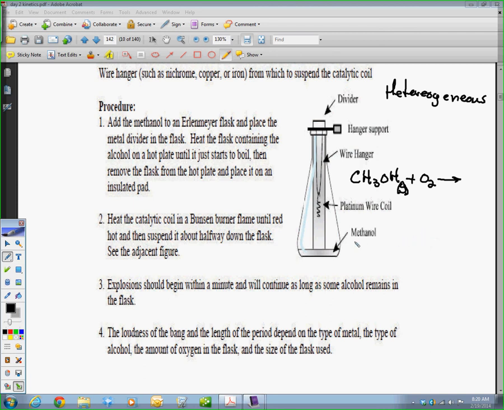And all you would need is you have your methanol and you have your oxygen. But all you would need is a catalyst. And this is an example of a catalyst. One of the most famous catalysts that are heterogeneous are transition metals. Transition metals are awesome catalysts. Why? Because as metals, they have high electronegativity.